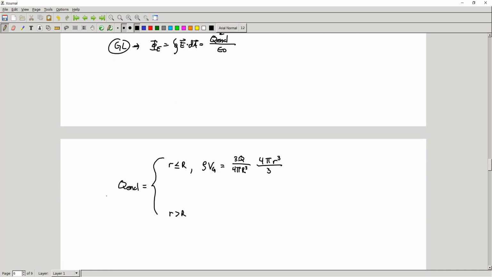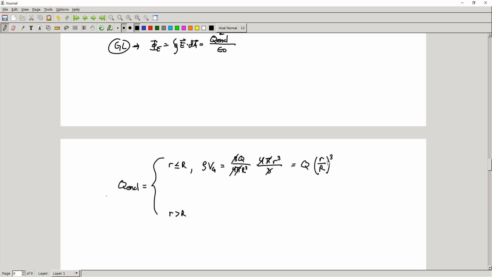We can clean this up a bunch. These 3's are going to go, these 4's are going to go, these pi's are going to go, and we're just left with Q times this ratio. I'm just going to factor out the power here, and we're left with small r over big R to the third. Okay, and this is the value of the enclosed charge as our small r approaches capital R.